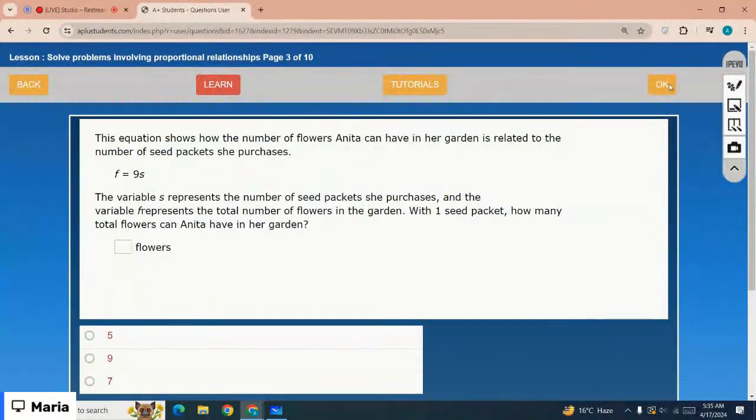This equation shows how the number of flowers Anita can have in her garden is related to the number of seed packets she purchases. F equals 9s. The variable s represents the number of seed packets she purchases, and the variable f represents the total number of flowers in the garden. With one seed packet, how many total flowers can Anita have in her garden?